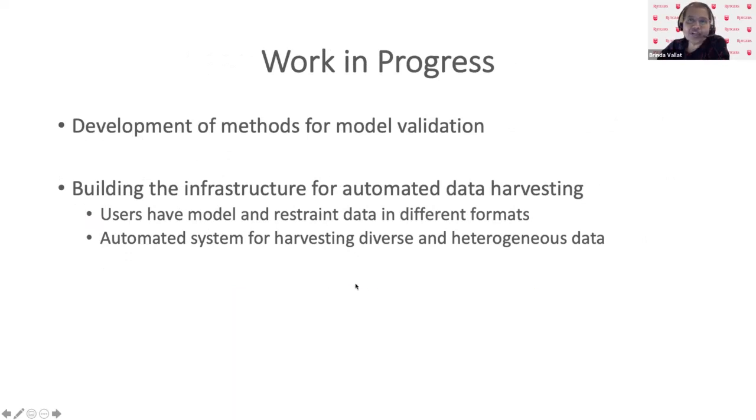So what are we currently working on? We're working on developing methods for model validation as recommended by the wwPDB-IHM task force. We are also working on building the infrastructure for automated data harvesting. We need automated tools for data harvesting because users have model and restraint data in different formats that do not follow any data standards or data specifications. So we are trying to create an automated system for harvesting diverse and heterogeneous data.